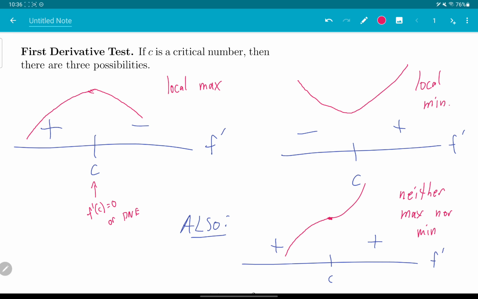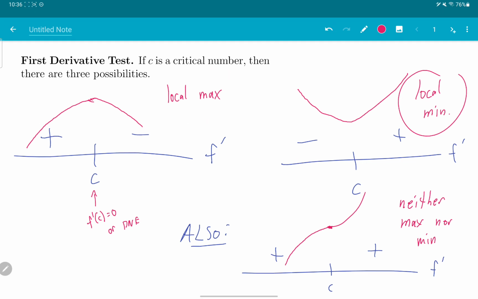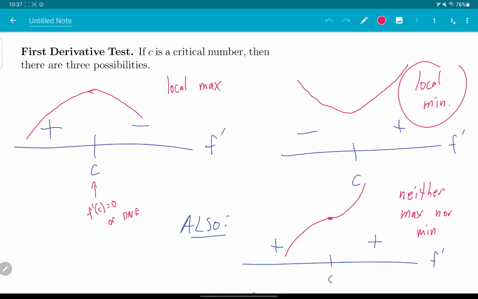So all of these things happen, and we have to be aware of them. So we call this the first derivative test. So it says that if you have a critical number, then one of these 3 things is going to happen. You're either going to have a local max there, a local min, or maybe you'll have nothing.